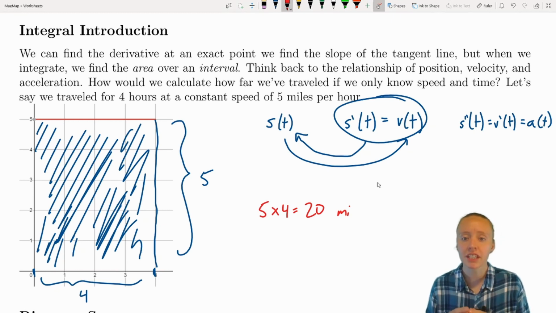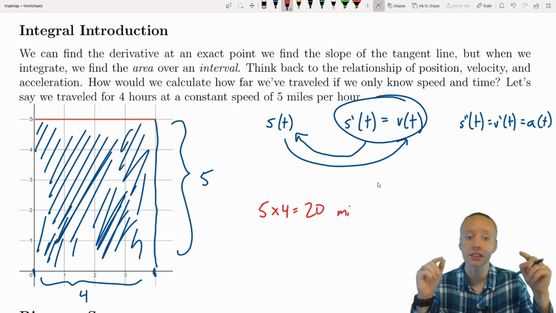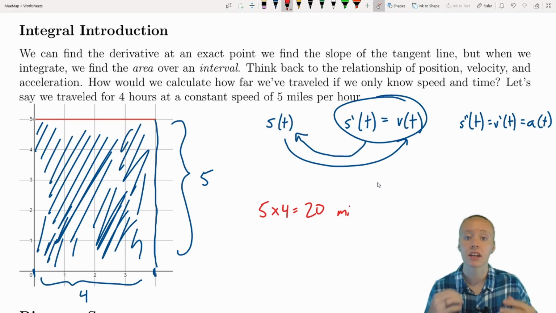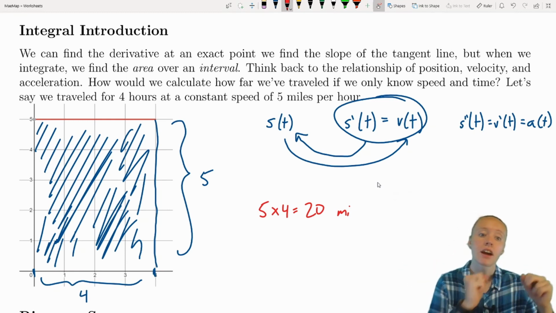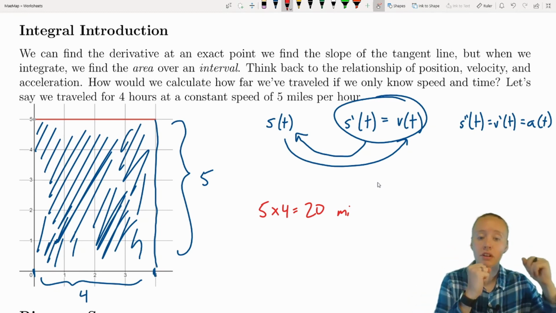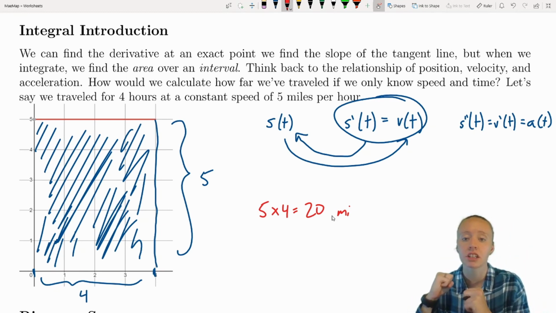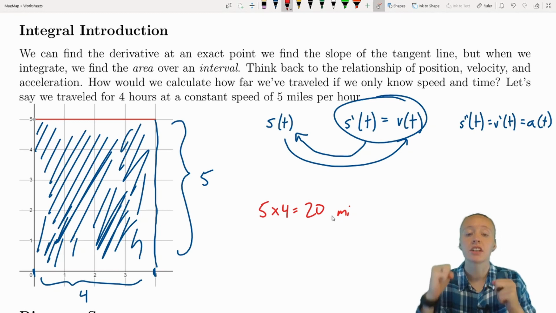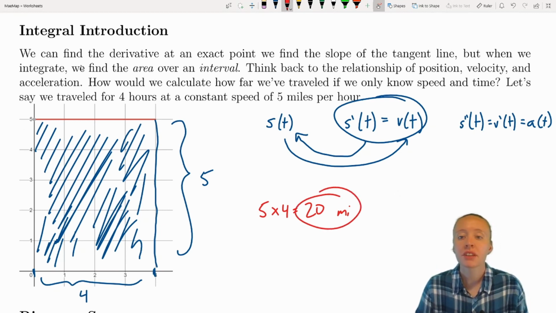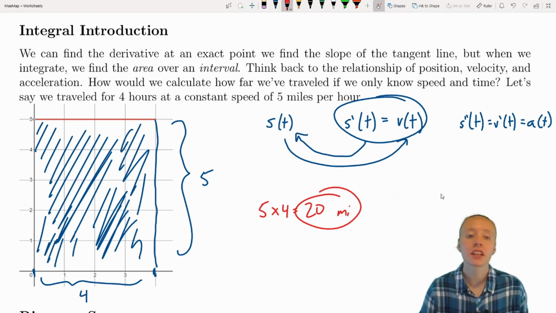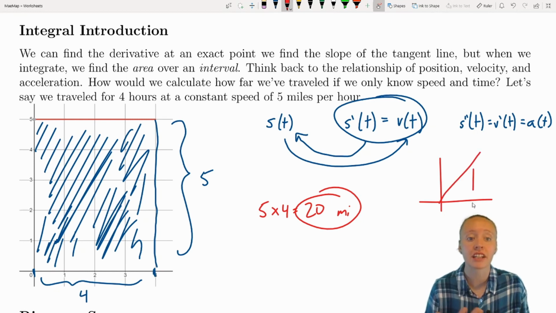Now this one was fairly easy to calculate because it was just a constant. It was easy to find that area under the curve and to know how far we traveled given our velocity. So given our derivative, we were able to find that area under the curve between the function and our x-axis. And that again was 20 miles. But you can see from the picture we have a nice box. It would also be easy to calculate the area using geometry if we had some other line, because then we could just find the area of a triangle.